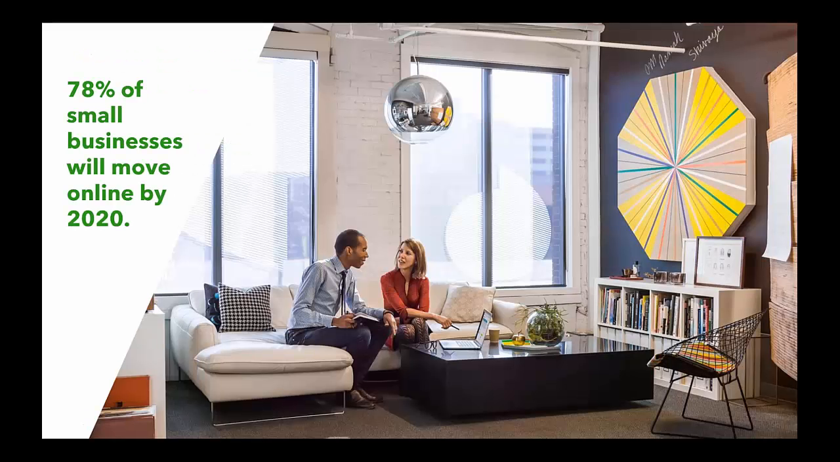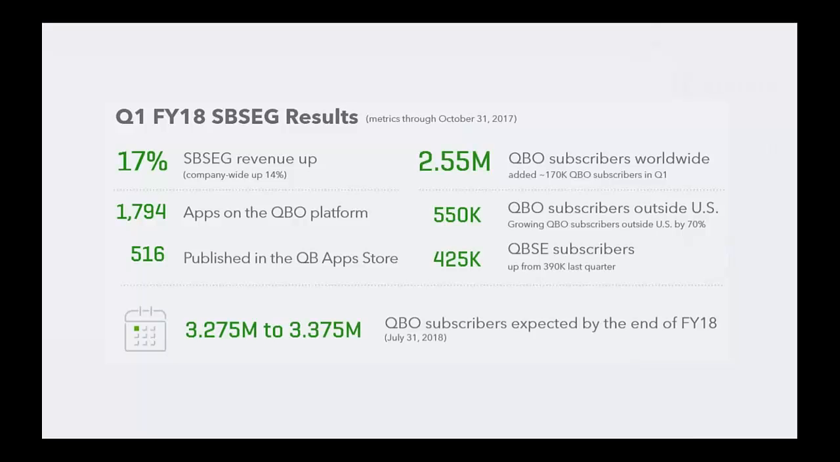All right, a couple slides on numbers, aligning where QBO is, and then we'll dive into product. So 78% of all small businesses will have moved to online by 2020. And here's, as of the end of Q1 fiscal year 18, Intuit results: 2.55 million subscribers. Obviously desktop still has 3 million, but we should be able to reach that in the next fiscal year.